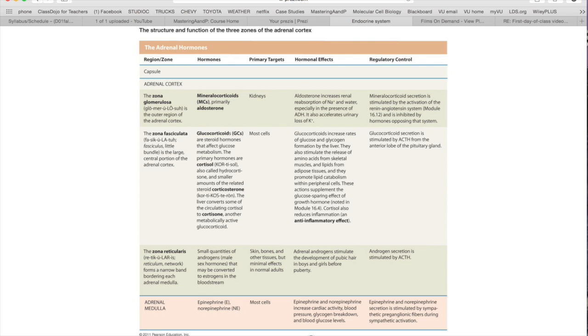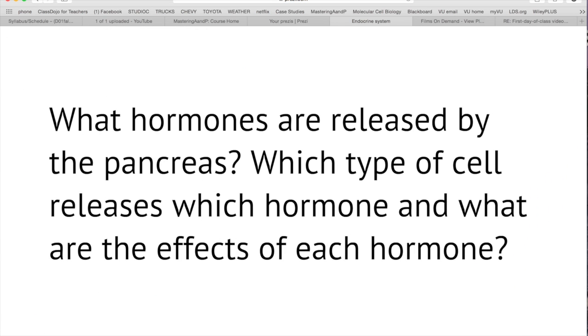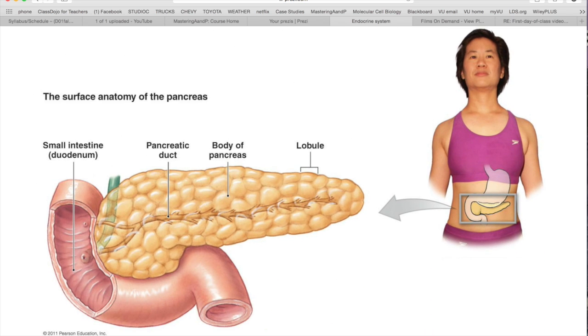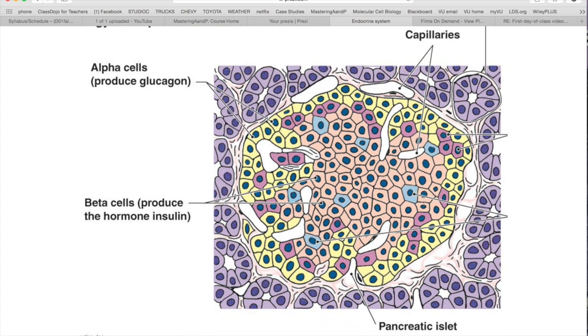So those are the hormones from the body. And what hormones are released by the pancreas, which type of cell releases which hormone, and what are the effects of each hormone? The pancreas makes lots of digestive juices, which we'll talk about when we get to the digestive system. If we look closer, we see alpha cells, which produce glucagon, and glucagon is released when blood glucose levels drop.